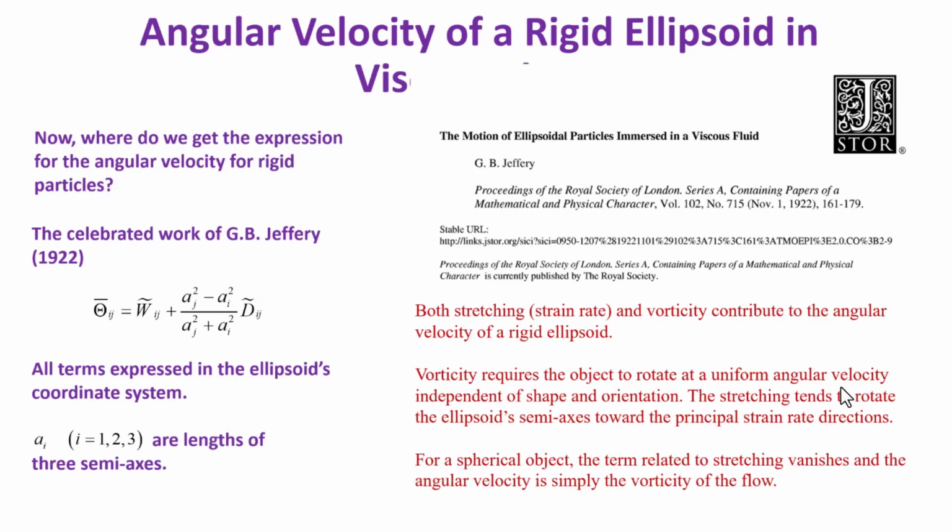The object is also affected by the strain rate part. The strain rate part will vanish if the object is spherical. It will also vanish if the object has principal axes parallel to the principal axes of the strain rate.